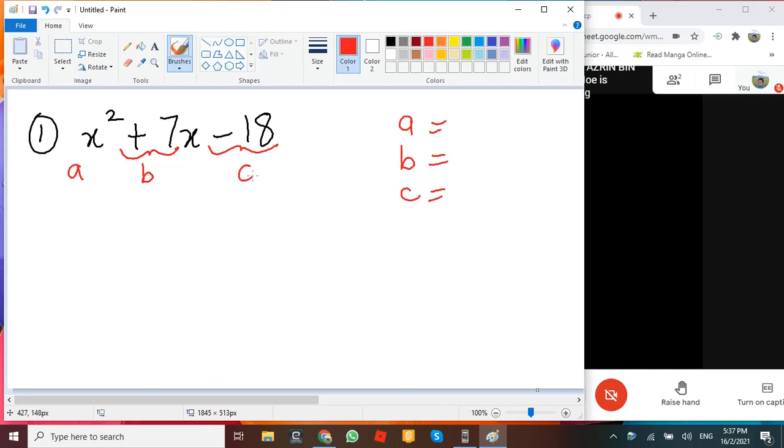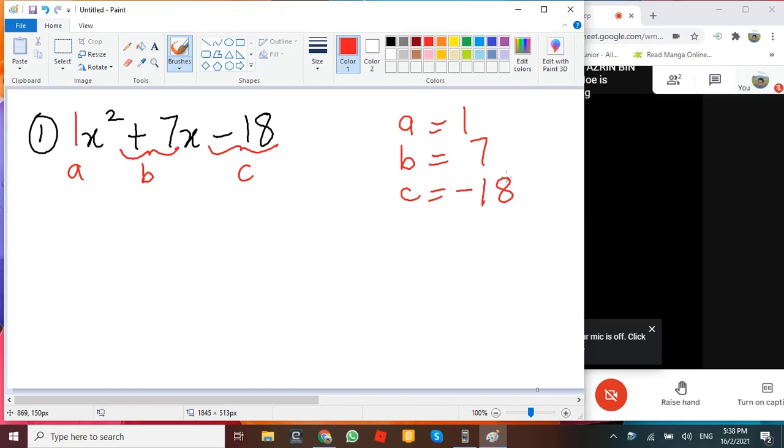Okay. So the value of A and B does not include the x. X is variable. We take only the coefficient, the number only. So A we take from the coefficient of x squared, but there is no number in front of x squared. Actually, there is. The coefficient is 1. So the value of A is equal to 1. B is a positive 7, or we just write 7. And C is negative 18. Don't forget the positive or negative sign.